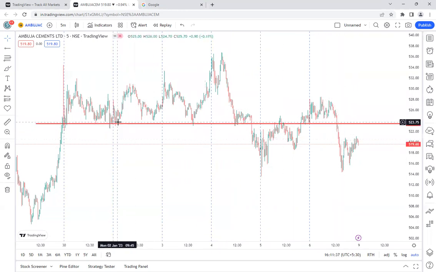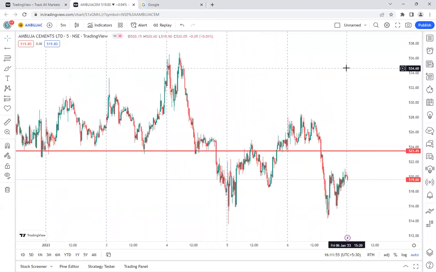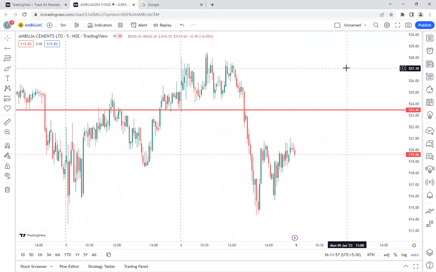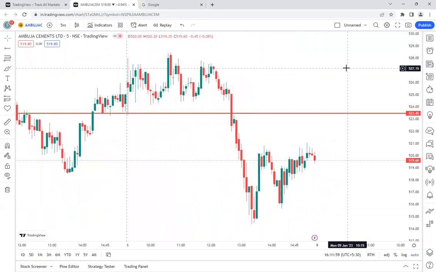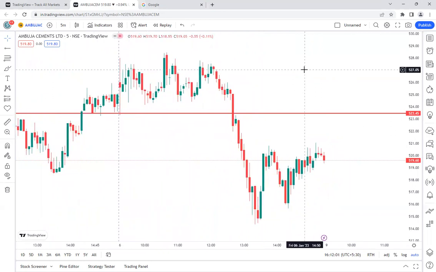What we are observing, which is very clear, is that this level we have plotted is around 523 rupees. This is a very important level, because it gives support when the price is staying above it, and it gives resistance when the price is trading below it. Okay, now let us go to the intraday price action of today. I'm zooming in here so that you can clearly see the price action.